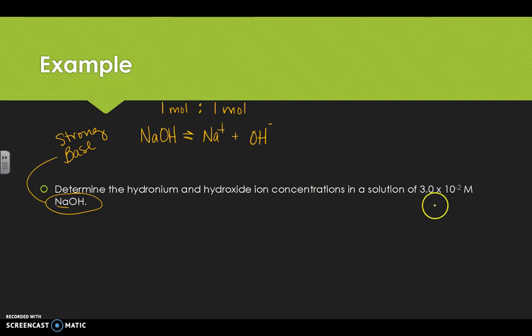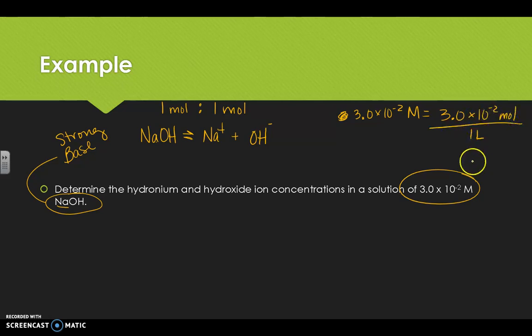All right, so if I have a concentration here of 3.0 times 10 to the negative 2, well, we know that 3.0 times 10 to the negative 2 M is the same thing as saying 3.0 times 10 to the negative 2 moles per 1 liter of solution. How do we know that? Because this M right here is moles per 1 liter of solution. So all we did was change the units, and now we have a mole value for our sodium hydroxide. So we have 3.0 times 10 to the negative 2 moles of sodium hydroxide.